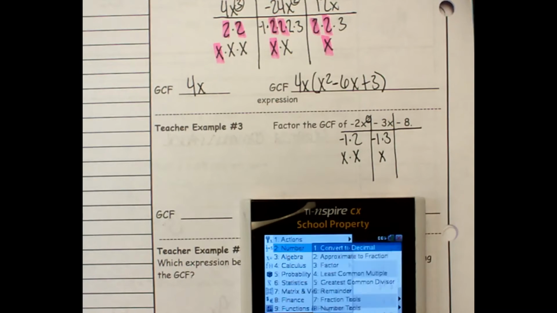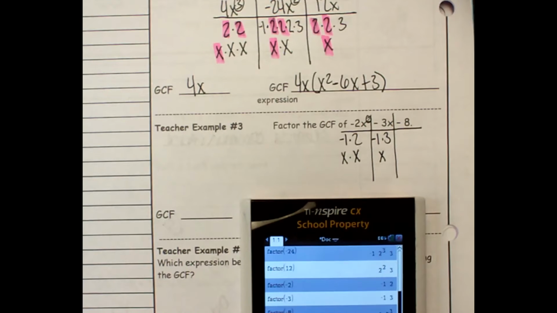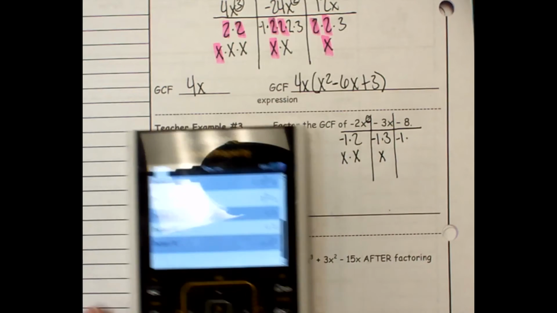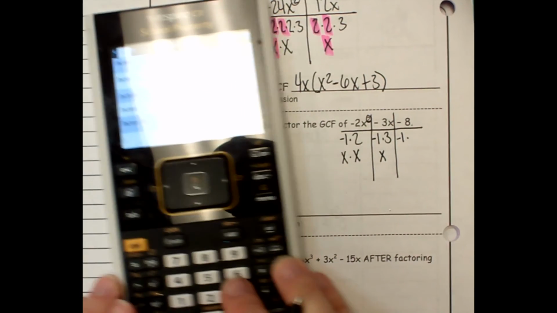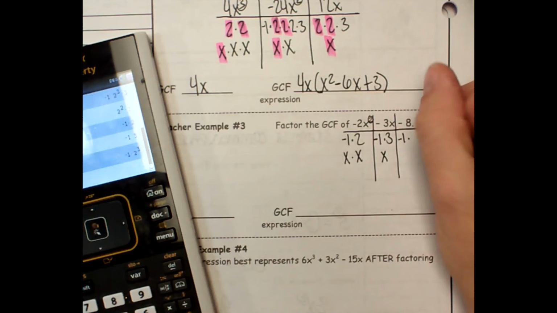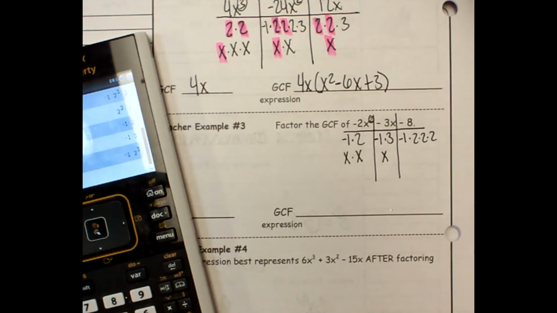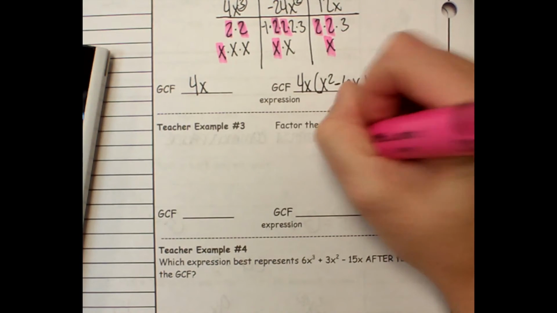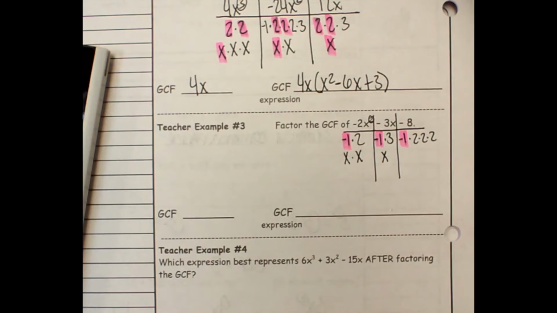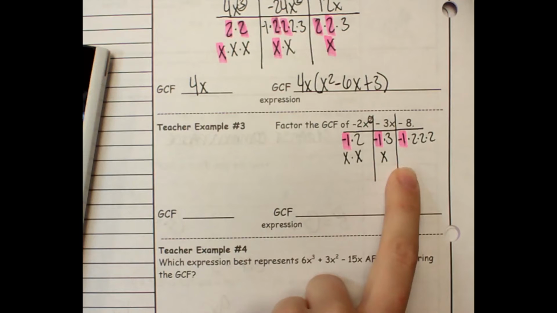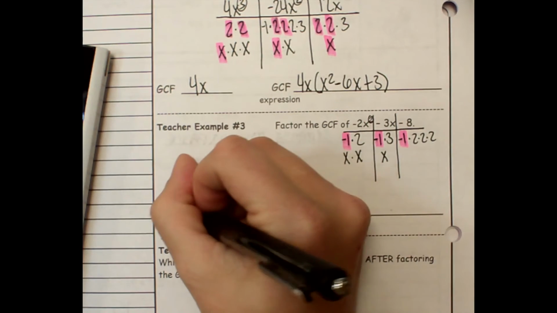Then menu 2, 3, and we type in negative 8. So it's negative 1 times, oh, can you see that? Sorry. Make sure there's no glare, but there's a glare. It's 2 to the third power. So we would have 2 times 2 times 2. So let's find our GCF. If we look, they each have a negative 1. There's no 2 here, there's no x's, so our GCF is just a negative 1.